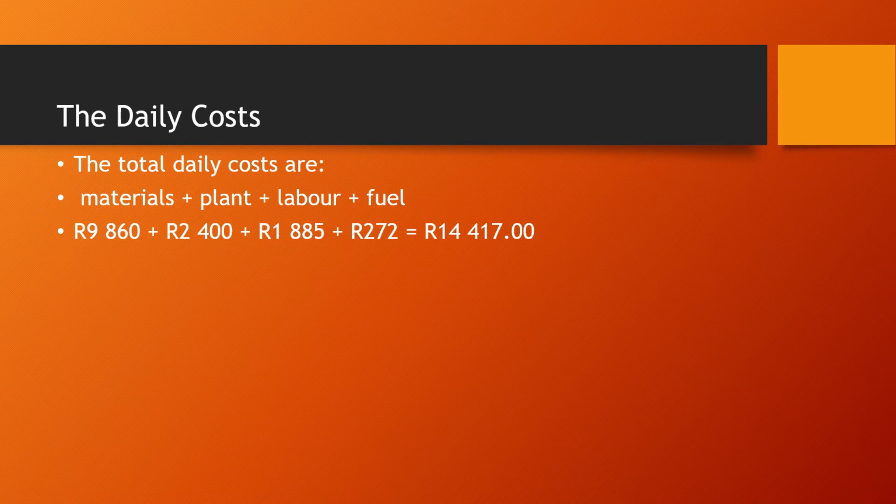of your material, your plant, your labor, and your fuel. Now remember, we said that these guys, our labor team, they produce 8 cubic meters of concrete per day. That's their production. And remember, we said previously that a unit rate is equal to total daily cost divided by total production. That is going to give you what we call a rate.